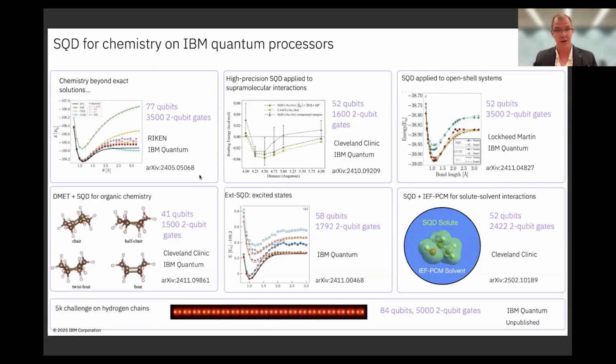And since that work that we've done, we have pioneered not just working with Riken, but also working with the Cleveland Clinic, working with Lockheed Martin, to again expand the usefulness of this SQD algorithm in other kinds of quantum chemistry calculations. And again, this validates the idea that this is a new way to do quantum chemistry, different than how we tended to do it before, and in a way which doesn't require fault-tolerant quantum computing.